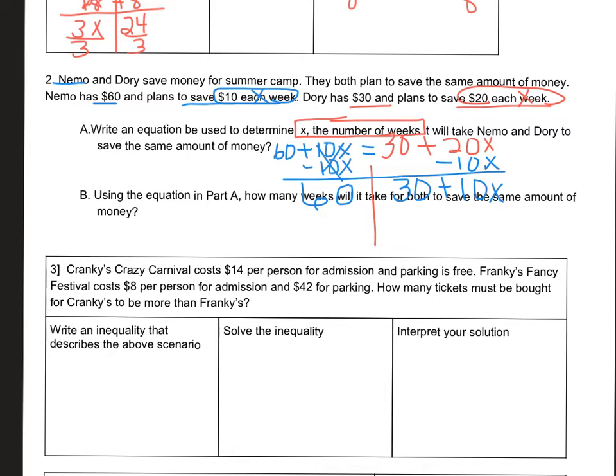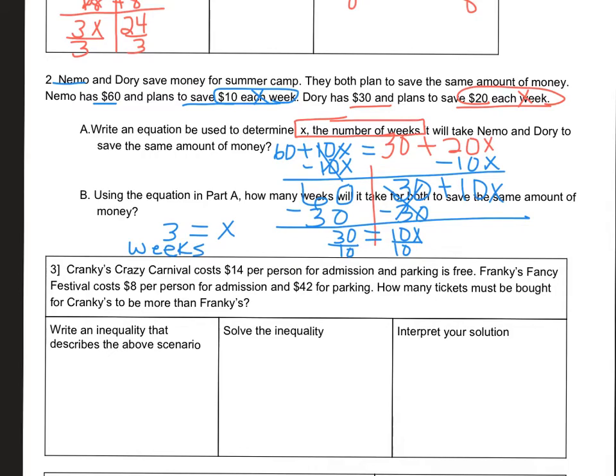And now that I moved all my variables to the right side, I have to move all my constants, or my numbers, to the left side. So I have a positive 30. The only way I can move that is by making that a 0 pair. What I do to one side, I do to the other side. And I end up with 10x equals 30. And my final step is to divide by 10 on both sides, since I want to know how many weeks it's going to take for both of them to have the same amount of money. And x is equal to 3 weeks.